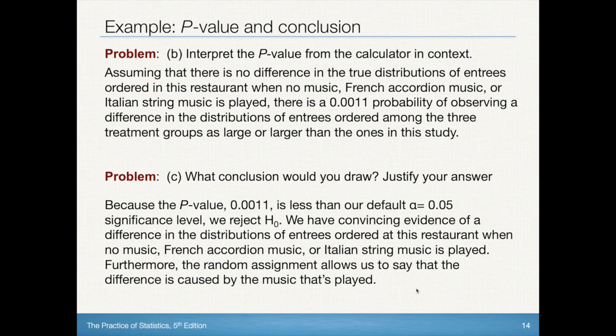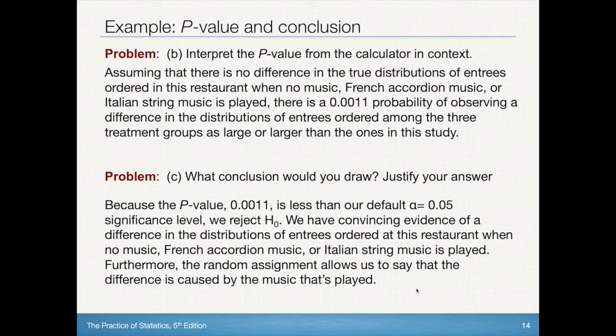For C, what conclusion would you draw? Well, this is the exact same conclusion you draw with any significance test. If we compare it to an alpha level of 0.05, this p-value is exceptionally small, which means we would reject the null hypothesis. Read what comes next now. We have convincing evidence, that's the language we use, of a difference in the distribution of entrees ordered at this restaurant when no music, French music, or Italian music is played. So that particular statement is what you've been using in all significance testing. So this script that you're going to use is really important. Make sure you put it in context of the problem.